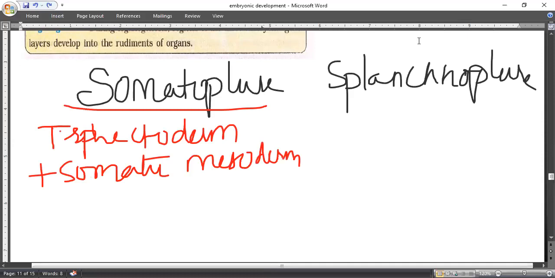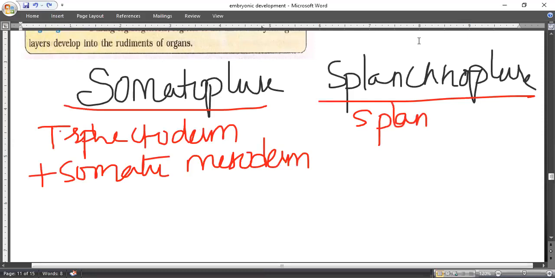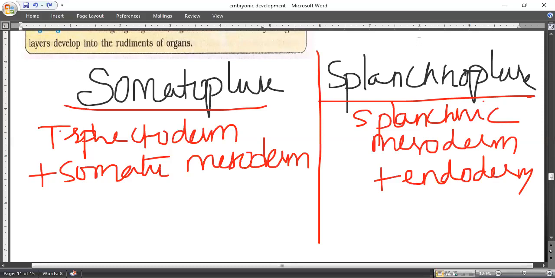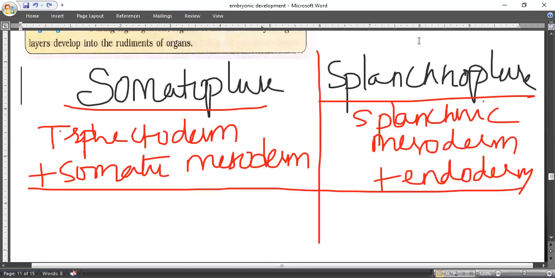Splanchnopleure includes visceral mesoderm, or splanchnic mesoderm. It includes splanchnic or visceral mesoderm plus extraembryonic endoderm. Okay, this is the total story actually. So from here, the extraembryonic membranes are present. In the paragraph, some is given, some is not given. That's why I am showing here the final conclusion.